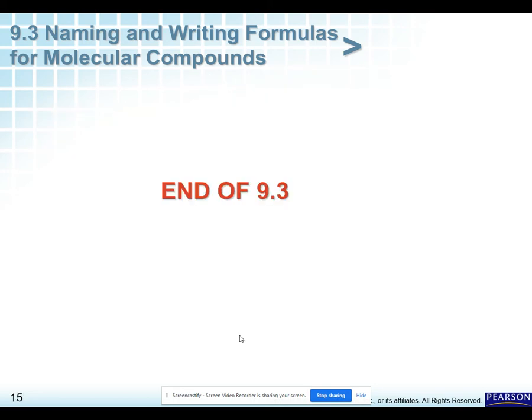Okay. And that's the end of the lesson. Again, make sure you follow those rules. You do not simplify molecular compounds, you do not cross them, and the most important thing that gives them away is that they're made up of prefixes. So that's the end of the lesson.